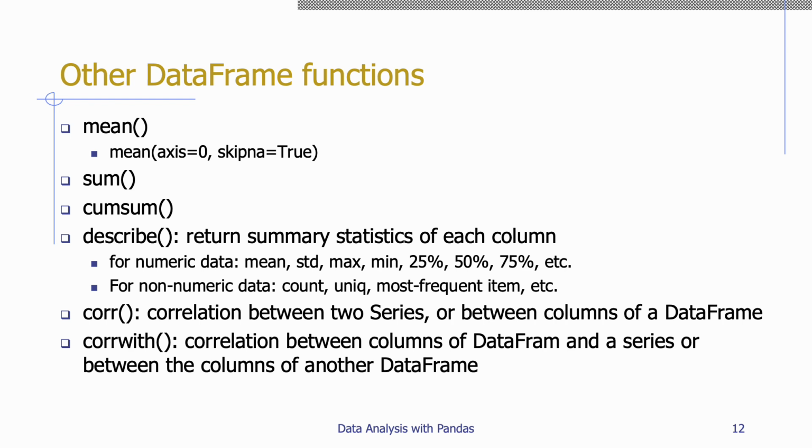The corr method computes pairwise correlation of columns, excluding null values. Pearson, Kendall, and Spearman correlation are currently computed using pairwise complete observations. The corrwith method computes pairwise correlation, but the pairwise correlation here is computed between rows or columns of a data frame with rows or columns of a series. Data frames are first aligned along both axes before computing the correlations.